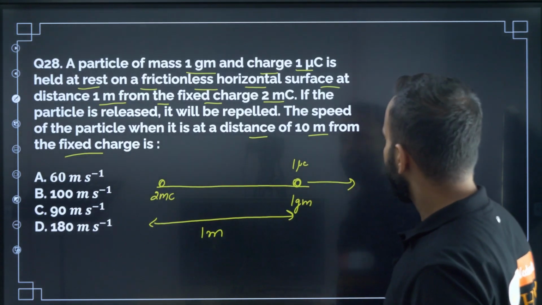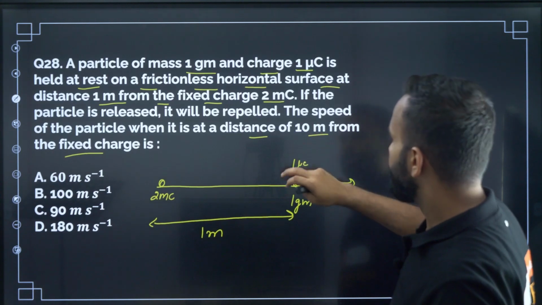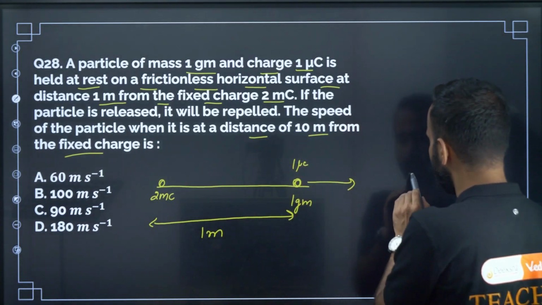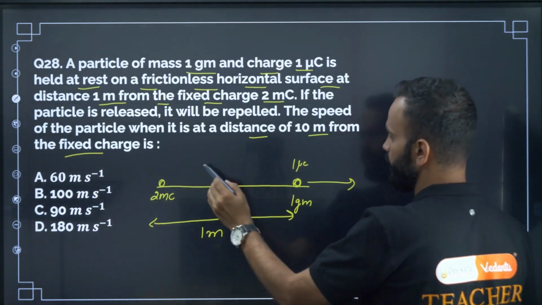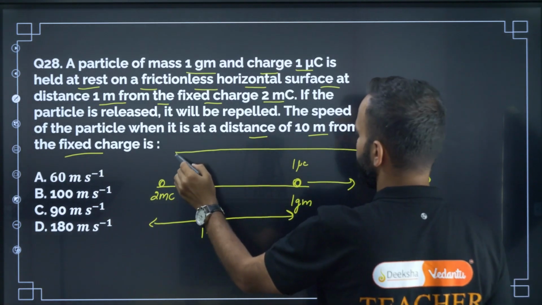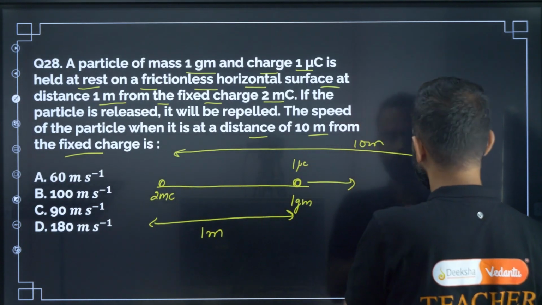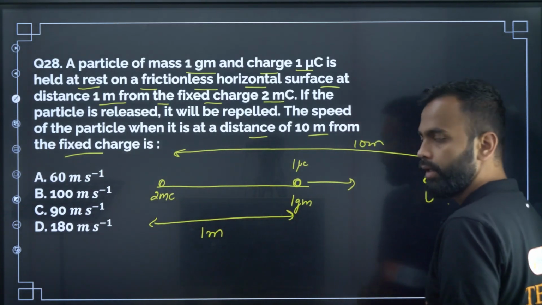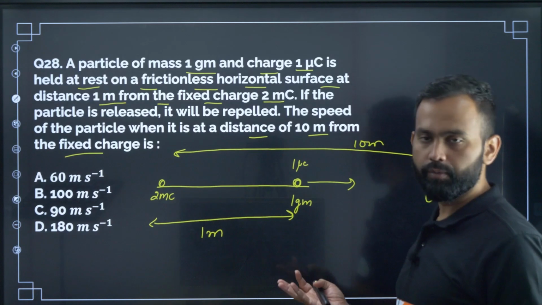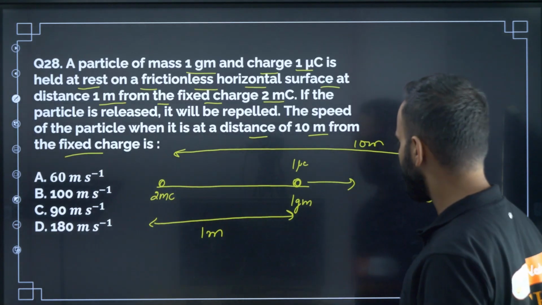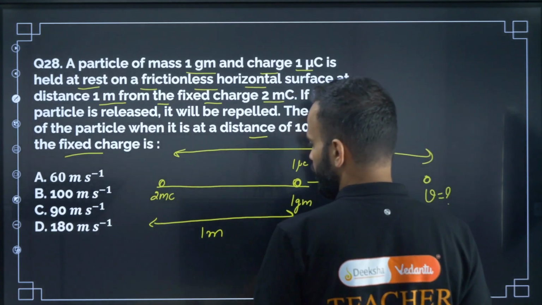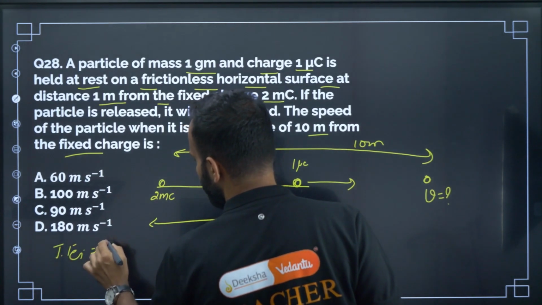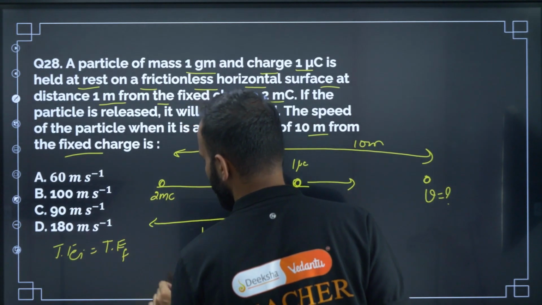So we need to find the speed of the particle when it is at a distance of 10 meter from the fixed charge, that is 2 millicoulomb. So at this point we need to find the velocity v. Apply conservation of energy. There is no external force acting on our system, right? According to conservation of energy, initial total energy is equal to final total energy.